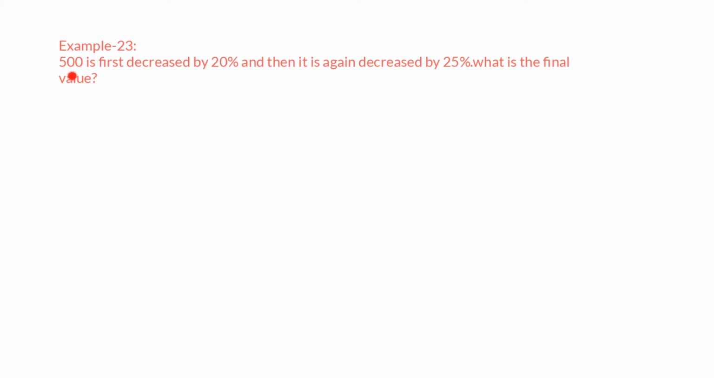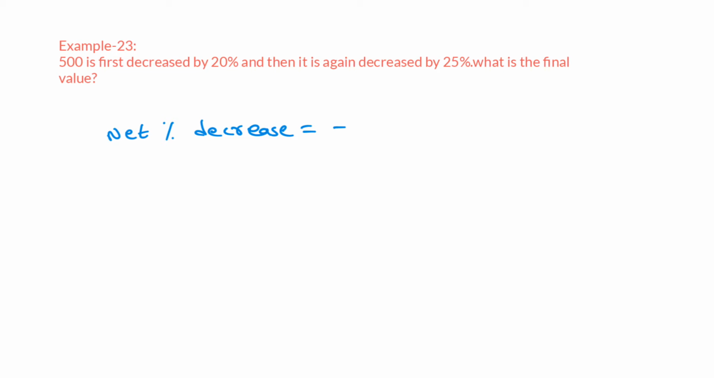Next question. 500 is first decreased by 20% and then it is again decreased by 25%. What is the final value? In the problem statement, it is given that a value is decreased by 20% initially and again it is decreased by 25%. So the net percentage change would be a decrease.